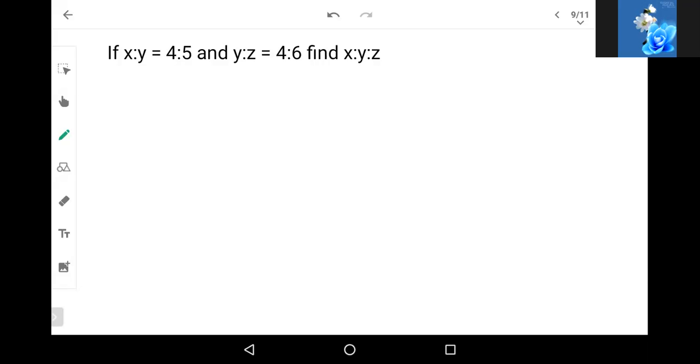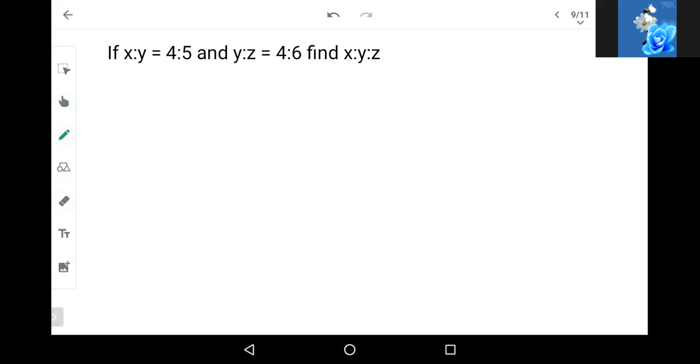Okay. Now then, moving on to the next question. If x is to y is 4 is to 5 and y is to z is 4 is to 6, find x is to y is to z. So they're asking us to find the continuous ratio. Now here, what we can do is, the value of y we have to consider in the first ratio, and the value of the same y we are also supposed to consider in the second ratio.